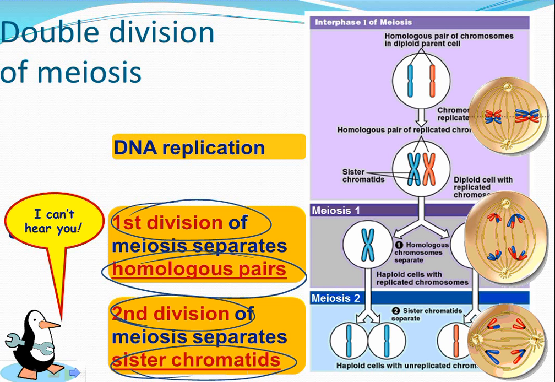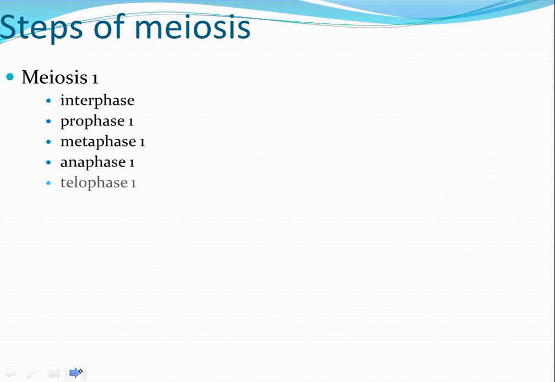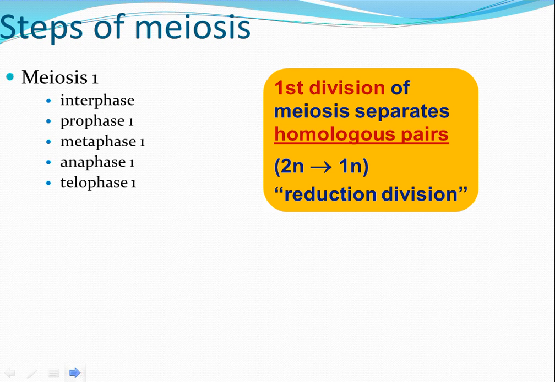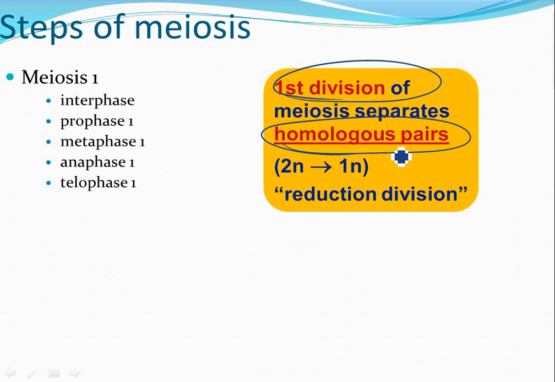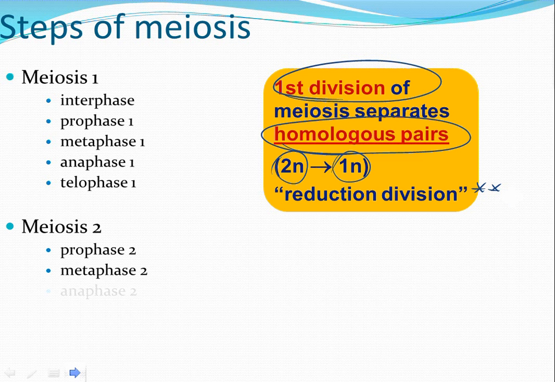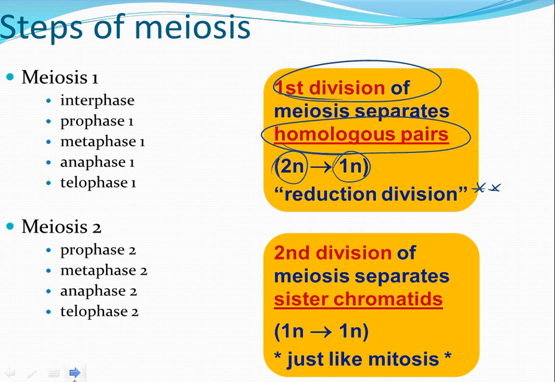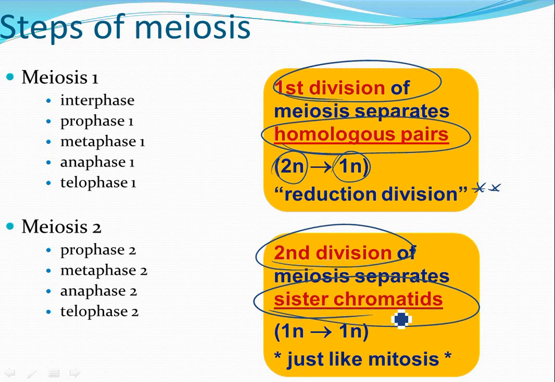So if we go through the steps, you have interphase, of course, happening. Then you have your prophase, metaphase, anaphase, telophase. And that first division of meiosis separates homologous pairs. So you're getting that diploid number reduced to its haploid number, and that's why sometimes you will hear meiosis 1 called the reduction division. And then once you go into meiosis 2, that's prophase, metaphase, anaphase, and telophase all over again. That's your second division, but remember it's separating just the sister chromatids.